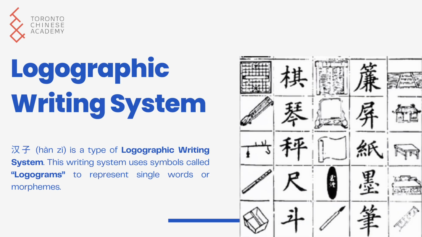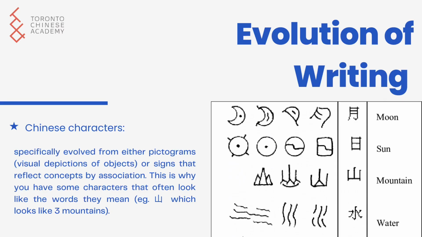Hànzì is a type of logographic writing system. This writing system uses symbols called logograms to represent single words or morphemes. Chinese characters specifically evolved from either pictograms, visual depictions of objects, or signs that reflect concepts by association. This is why you have some characters that often look like the words they mean. For example, shan, which means mountain, looks like 3 mountains.